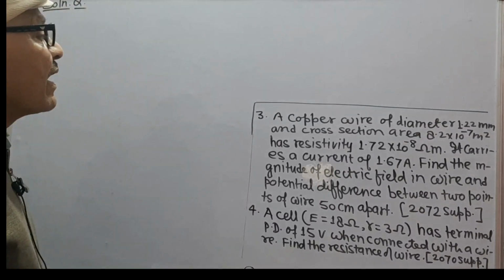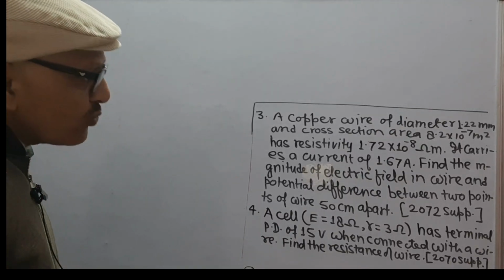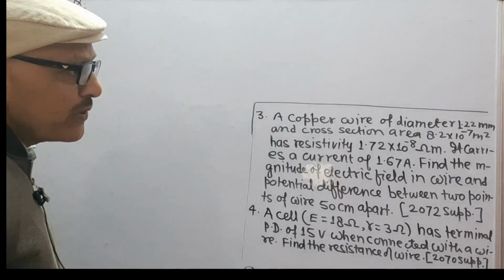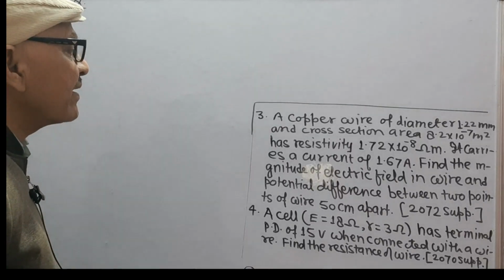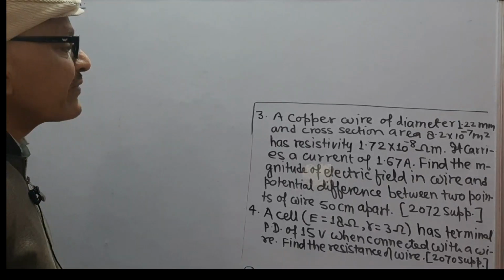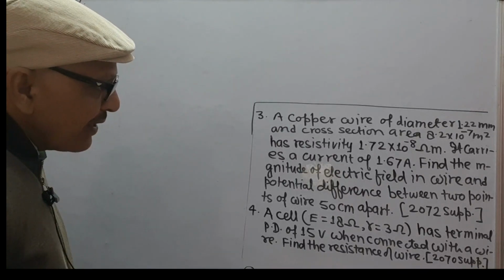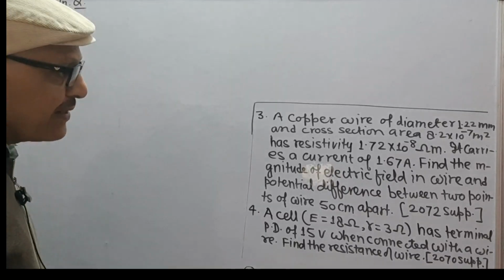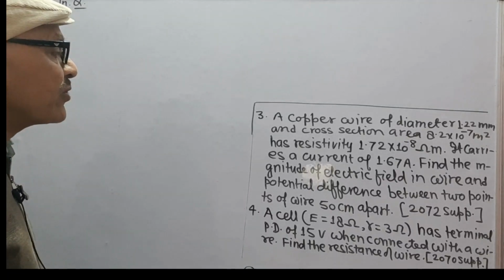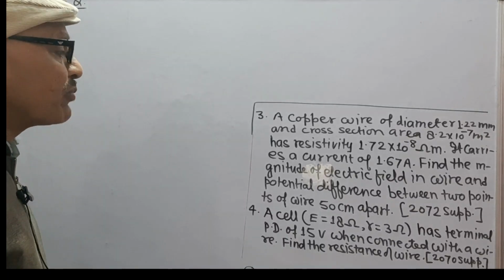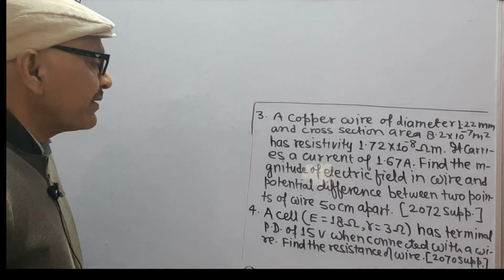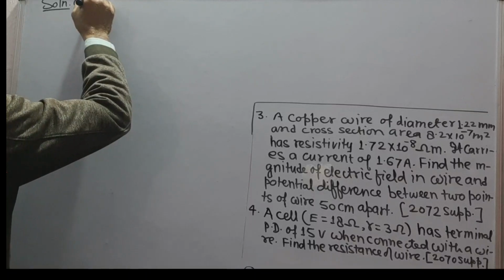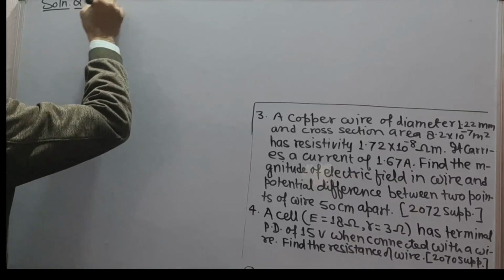Next, question number 3. The question is, a copper wire of diameter 1.22 millimeter and cross section area 8.2 into 10 to minus 7 meter square has resistivity 1.72 into 10 to minus 8 ohm meter. It carries a current of 1.67 ampere. Find the magnitude of electric field in wire and potential difference between two ends of wire 50 cm apart. So, solution to question 3.